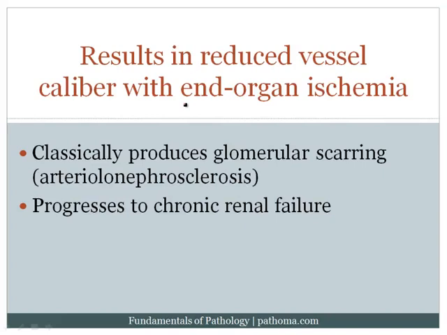Now, the consequence of hyaline arteriolosclerosis is that you're going to get a reduced vessel caliber, which is then going to result in end organ ischemia. This can occur throughout the body, but it classically occurs within the kidney, producing glomerular scarring. And here's the idea. It's very high yield to be aware of.